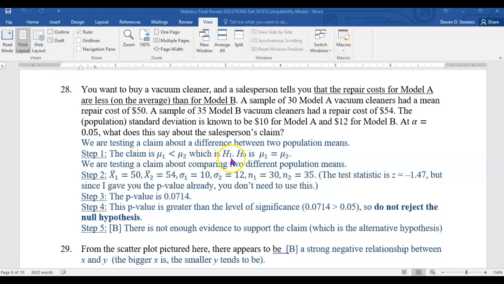The claim was the alternative hypothesis. We talked about not rejecting the null, so that means not supporting the alternative. There is not enough evidence to support the claim that the repair costs for Model A are less on the average than for Model B.